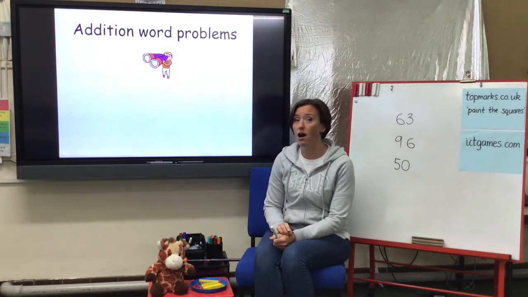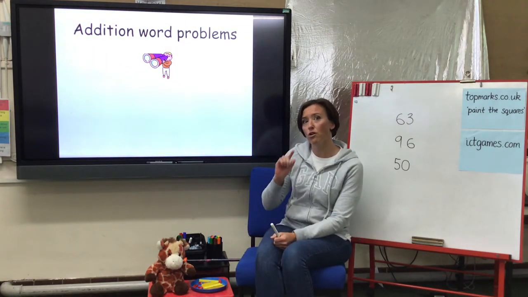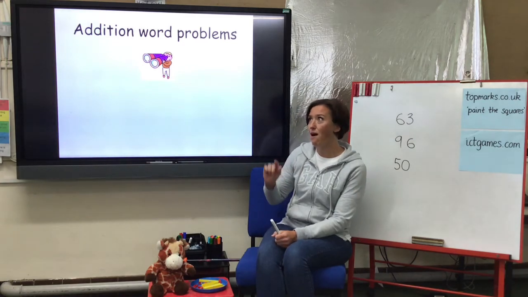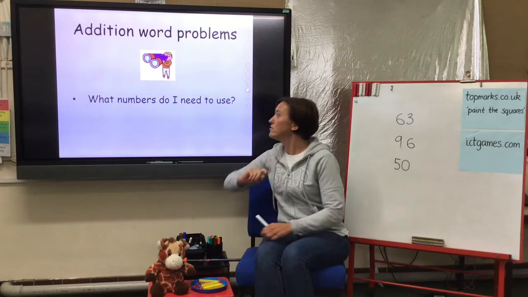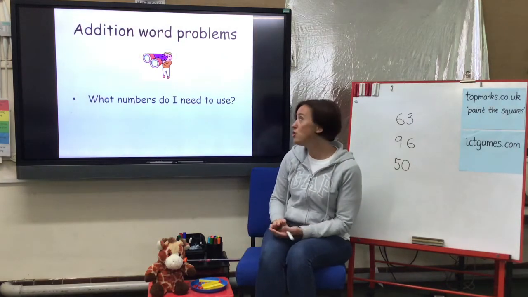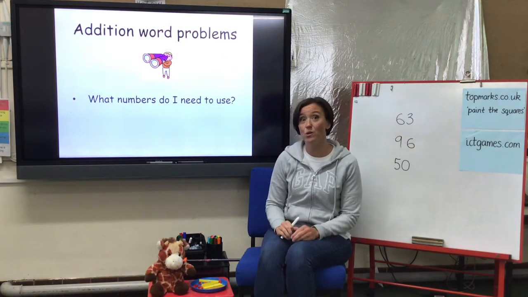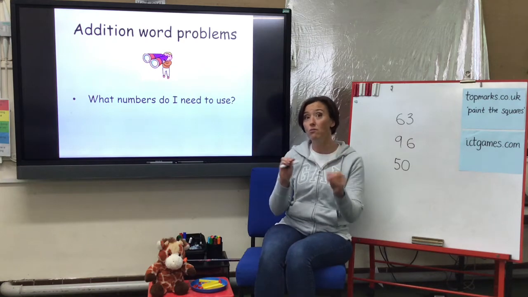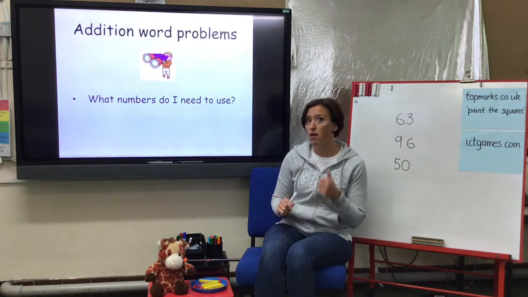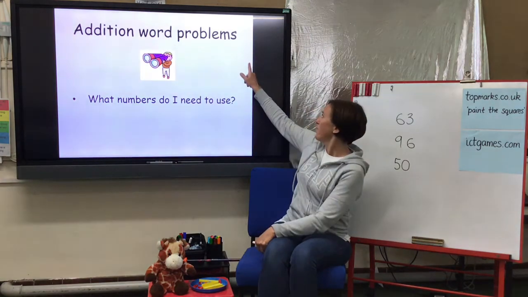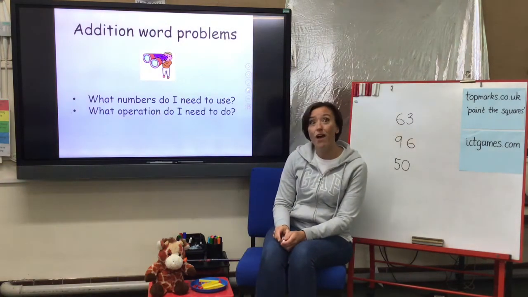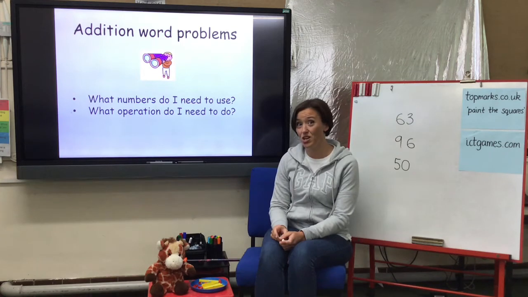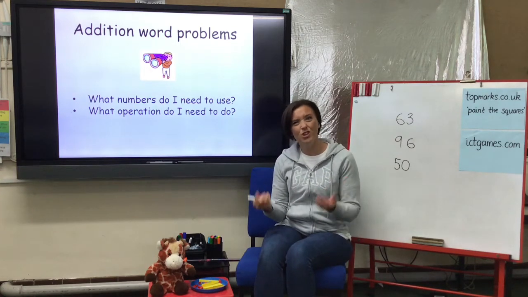Now, before we start, you've got to think about what you're looking for in that word problem. Let's have a look at this checklist. First of all, what numbers do I need to use? Can you pick out the numbers within the word problem that you're going to be working with? Next one. What operation do I need to do? So that means, what are you going to do with those numbers?